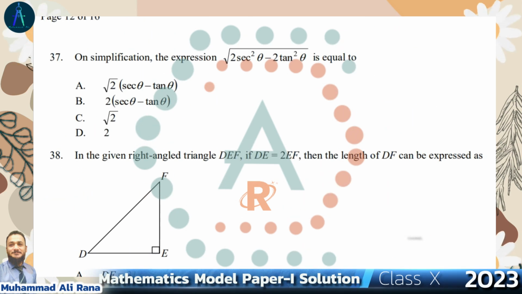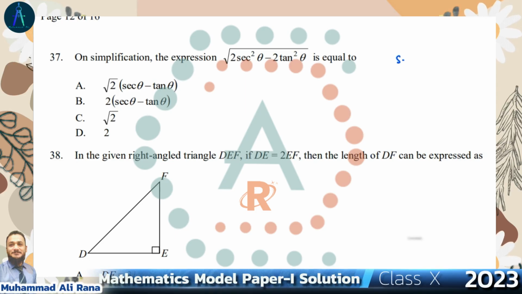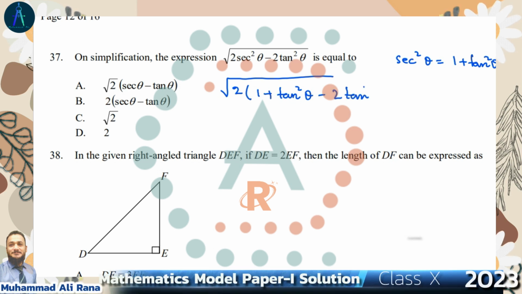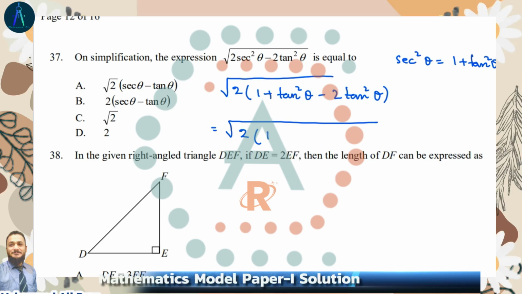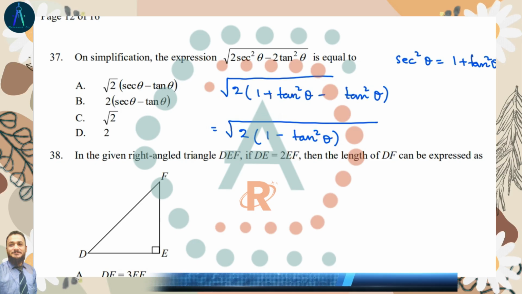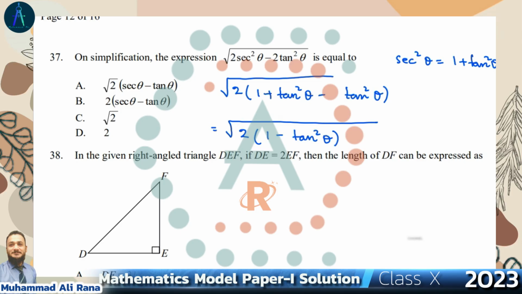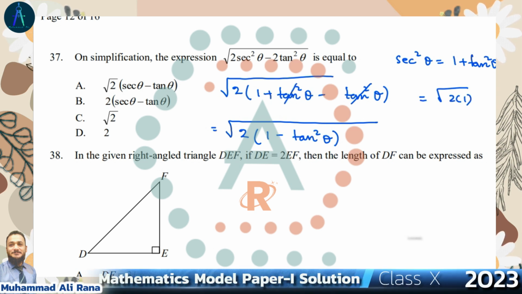On simplification of this expression, 2 sec square theta minus 2 tan square theta. We know that sec square theta is equal to 1 plus tan square theta. So we take 2 common and put 1 plus tan square theta in place of sec square theta, minus 2 tan square theta. Let's make a correction: we took 2 common, so here 2 will not come. In place of sec square we put 1 plus tan square, and this tan square will remain the same. If we cancel it, we get square root 2 into 1, that is equal to square root 2. So the correct answer will be option C.